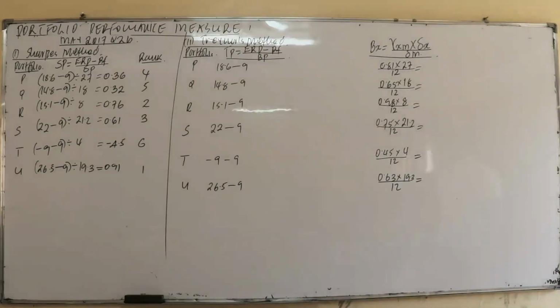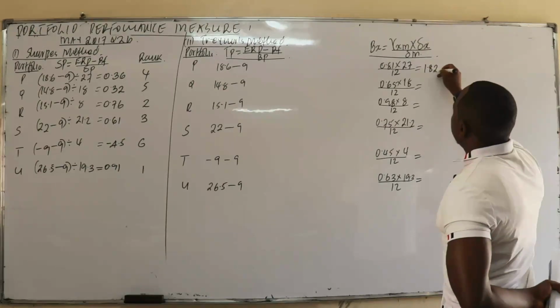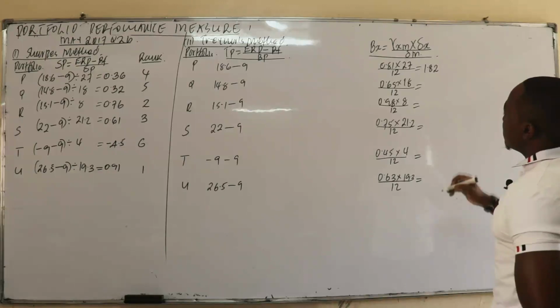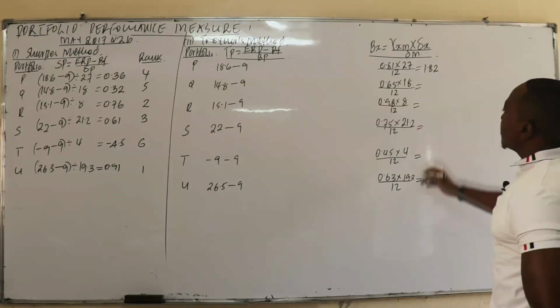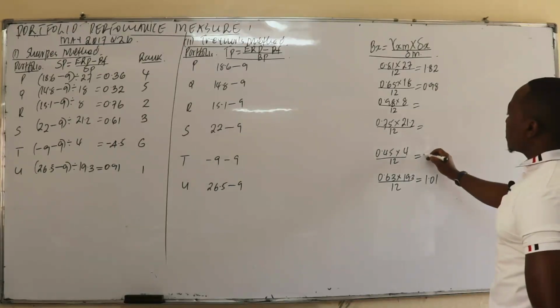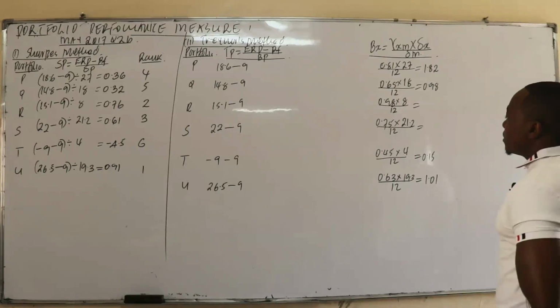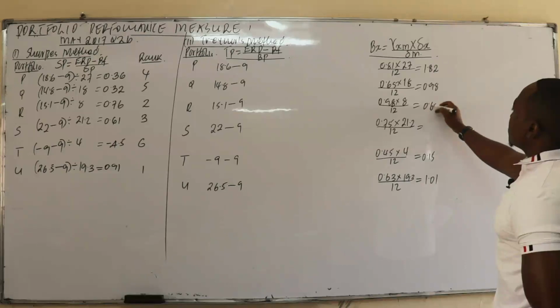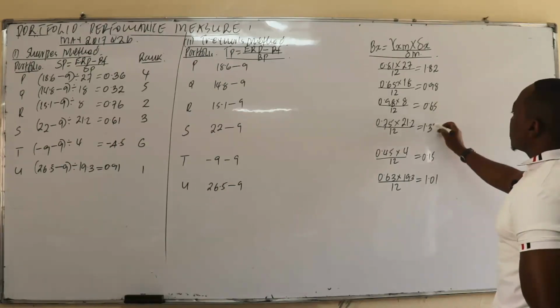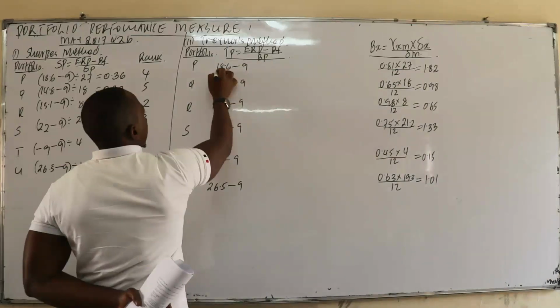So now give me that. 1.82. The last one is 1.01. Which one? 0.98. 0.15. 0.65. 1.33. So now let's divide by the beta of the portfolios.